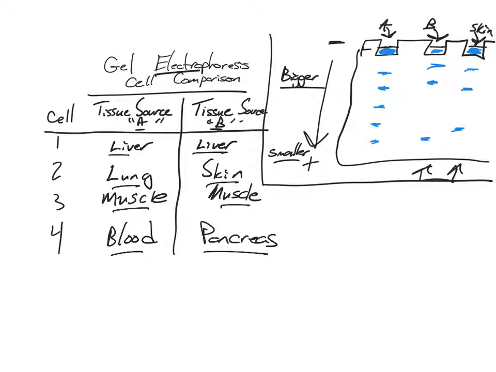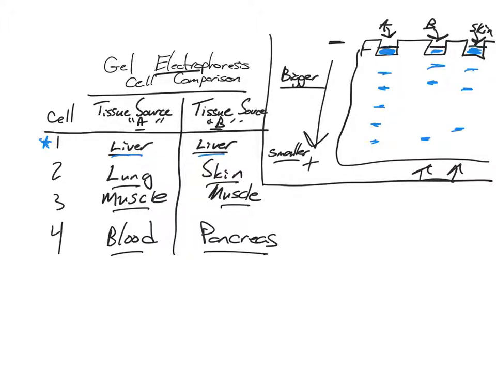Okay. Which prediction will be supported by the results of the gel electrophoresis analysis? So A says cell 1, so that's this one, right? Cell 1 from individual A will have an identical banding pattern compared to cell 1 from individual B. Cell 1 from A will have the same pattern as B.